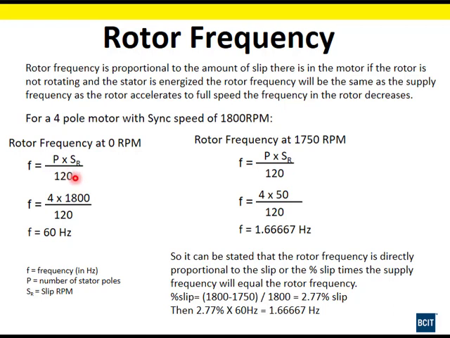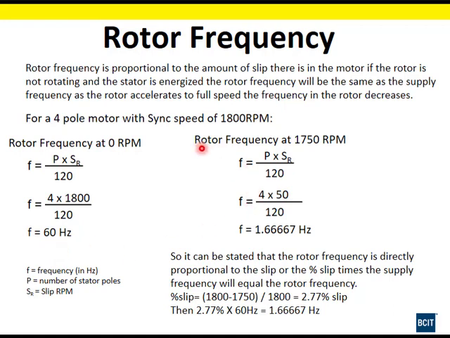So we can convert revolutions per minute to seconds. Now if we have our 1800 RPM motor and our rotor is not rotating yet, its slip speed will be the same as the synchronous speed, which is 1800 RPM. So when we calculate that out, the frequency of the rotor will be 60 hertz, the same as the applied voltage.